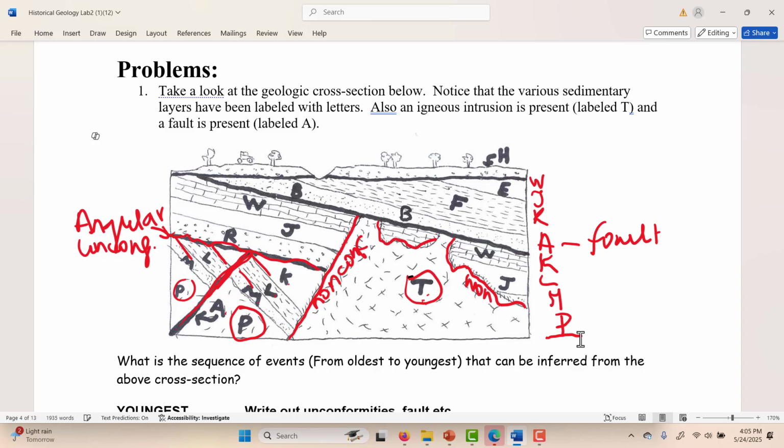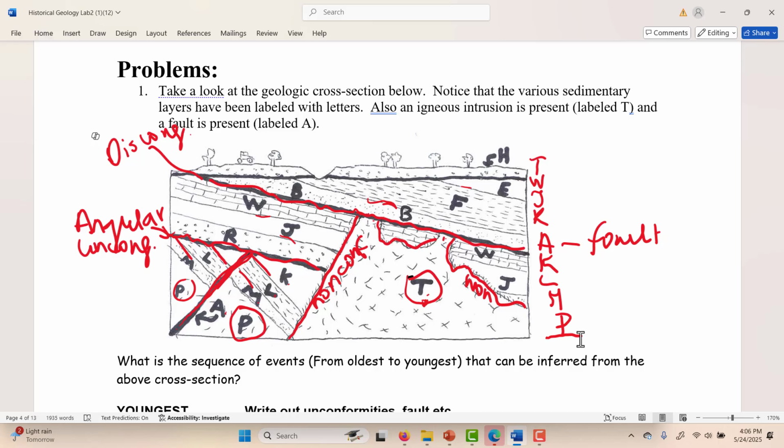This T, this intrusion, comes in, and we know it comes in right there because it went all the way to this unconformity here. You see? This here is an unconformity. There was erosion. You can see the igneous intrusion is cut off a little bit, and that's an erosional surface. What kind of unconformity is this? You see the W, J, these layers are all parallel with this next one, the B and the F. So that is a disconformity. I just said disconf. After W comes T.